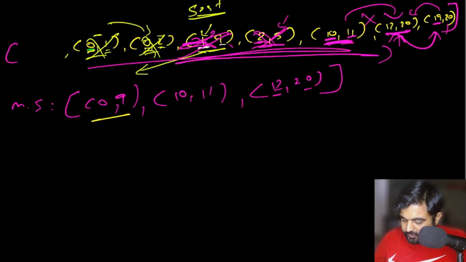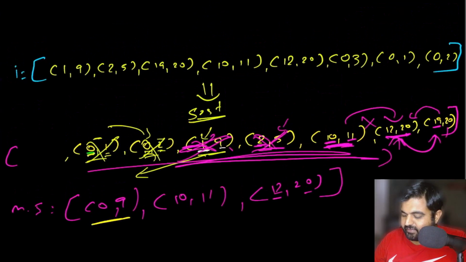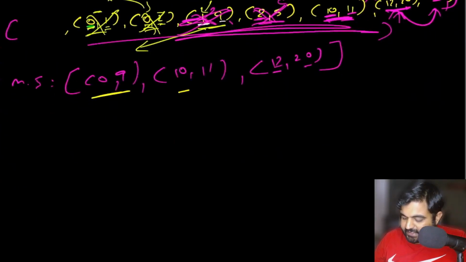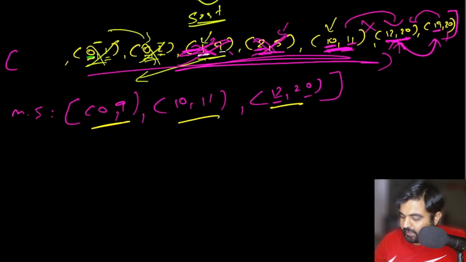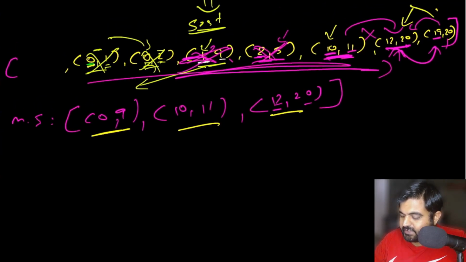First interval is 0 to 9, where we merged a bunch of different small intervals. Second one is 10 11 because it was not overlapping with anyone else, and the third one is 12 20 because there was an overlap between these two intervals. And this is the full solution of this problem.